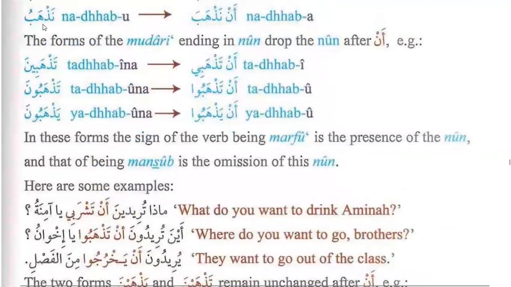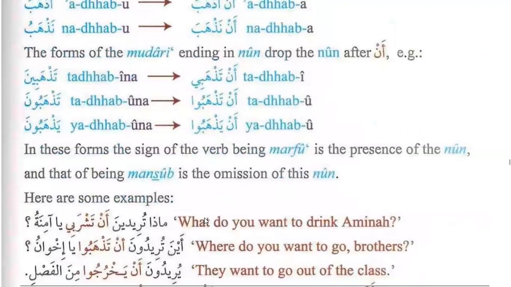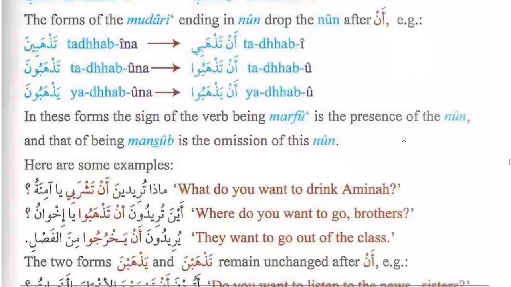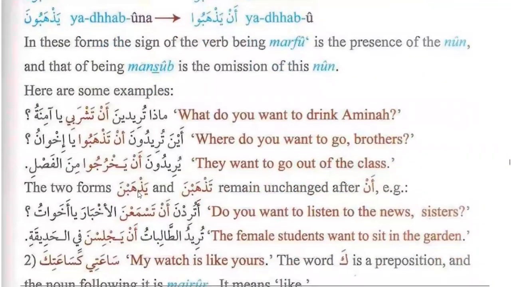And all of these written on the left side are marfu, and all of these written here are mansub. So the presence of noon is the sign of rafa and the omission of noon is the sign of nasab. But these two will remain the same. They are mabni, so they never change. Yazhabna and tazhabna will remain the same, no change in them.